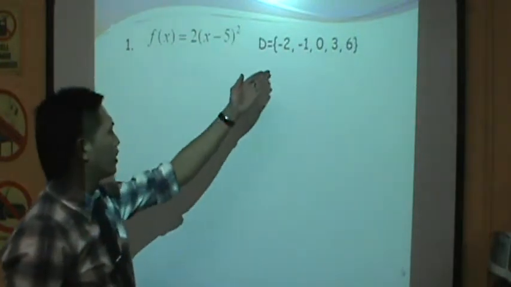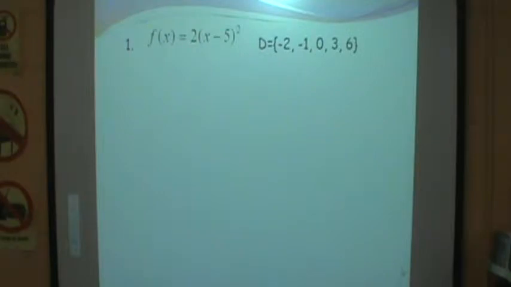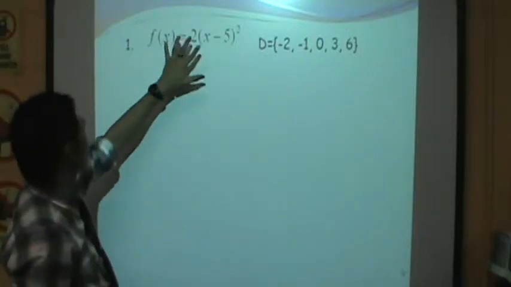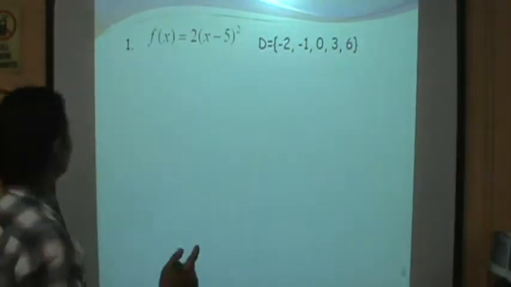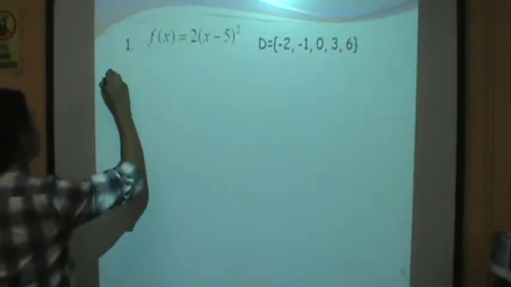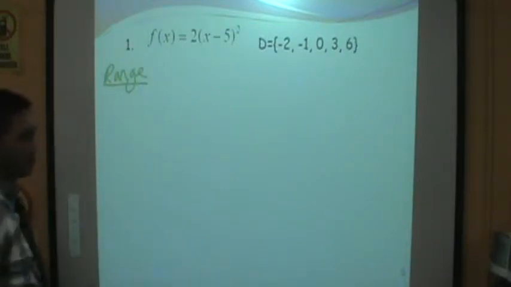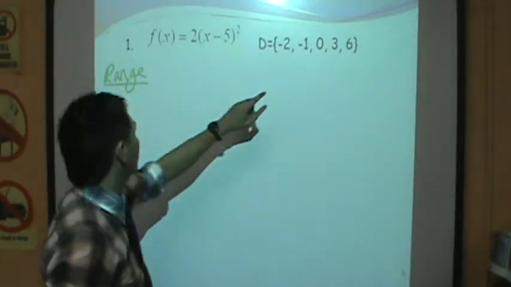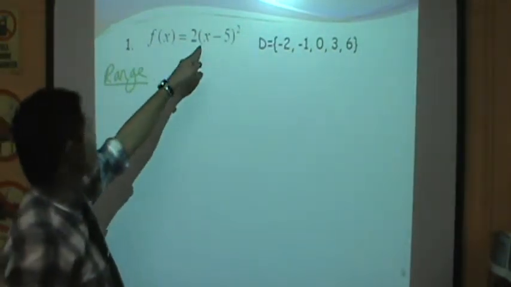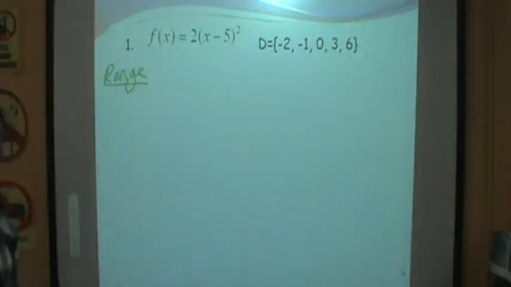Now, for this given function, first the domain is given. We got -2, -1, 0, 3, and 6. Now, on your EOC, if you have the function here and the domain is given, and the EOC is asking you to find the range, all you have to do is use each value of the domain, plug it into x, because domain again is x. Plug each value of the domain into x, and then you will be able to solve for the y values or the range.